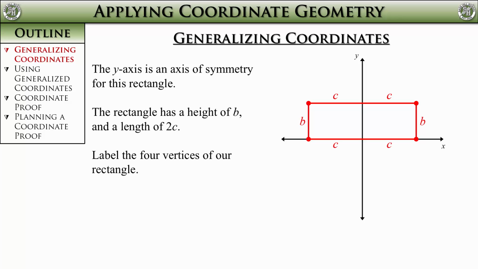Now we need to label our vertices. What should they be? Are you going to pause here, or are you just going to let me show you the answer? These are the appropriate labels. Did you get them right? What do you think of these generalized coordinates?